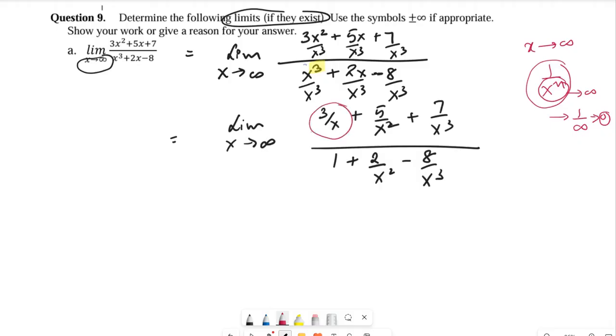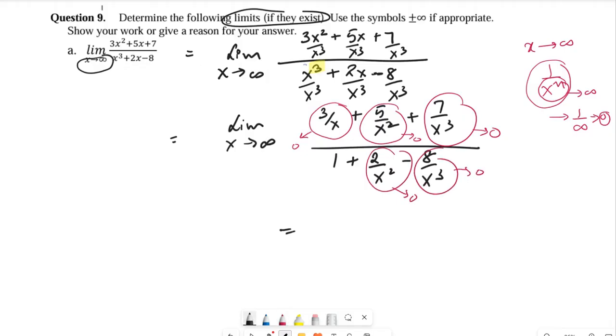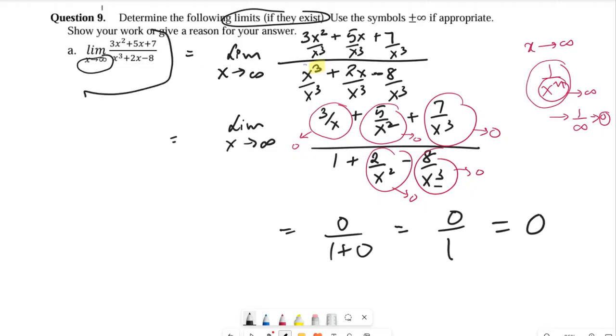So this term is approaching 0. This term will approach 0 as x approaches infinity. This term will approach 0. This term will approach 0. This term will approach 0. So what I mean is we can write the limit as 0 divided by 1 plus everything is 0. 0 divided by 1, that should be 0. So the given limit is equal to 0.